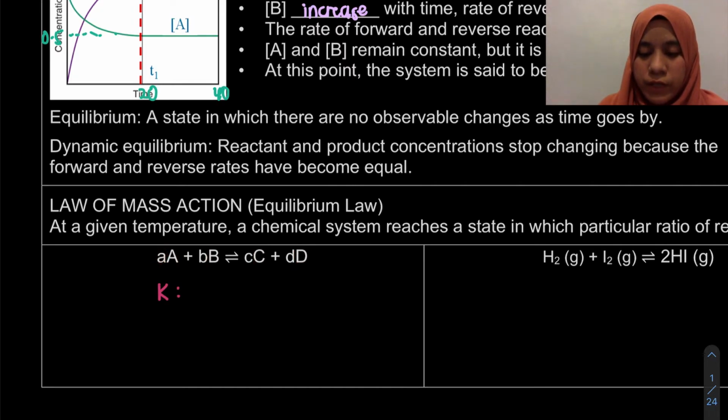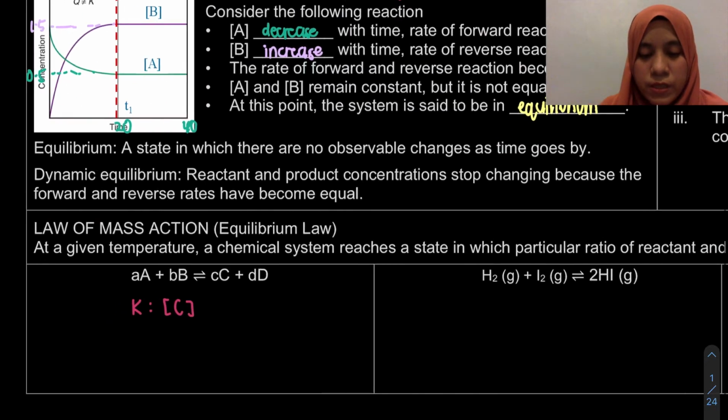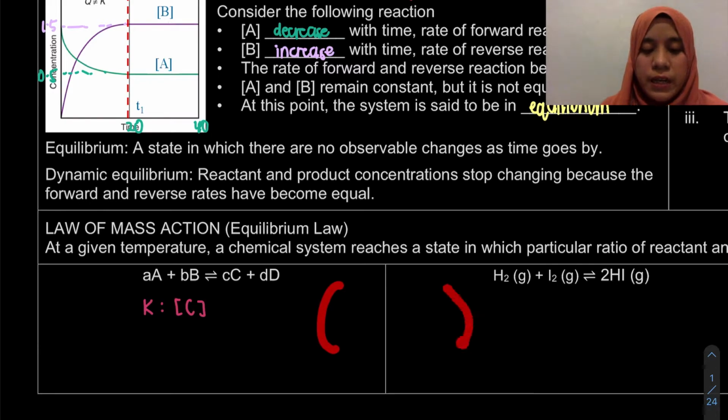So how are we going to write it down? The constant will be product over reactant. So the product in this case is actually C. Because it says here concentration, and for concentration our symbol is actually the square bracket. We cannot use a round bracket. It must be a square bracket to denote that it is about our concentration.